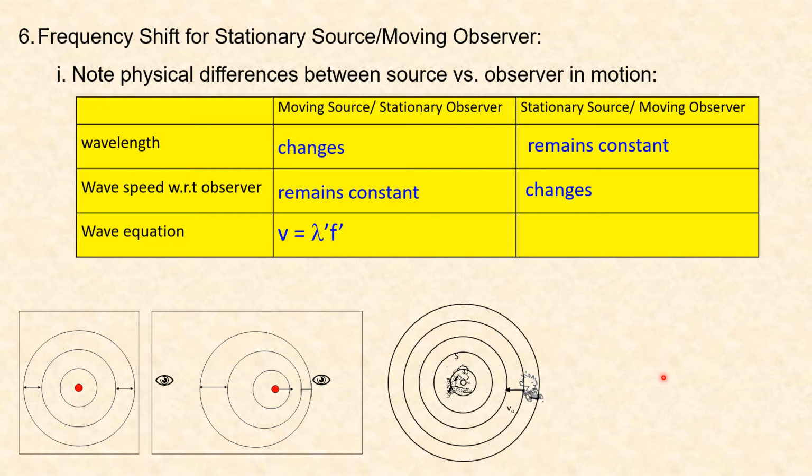So when we look at the wave equation here, notice that once again we get a change in frequency when our observer is in motion, but for a very different reason. It's not because the wavelength changes, it's because the wave speed relative to the observer changes.